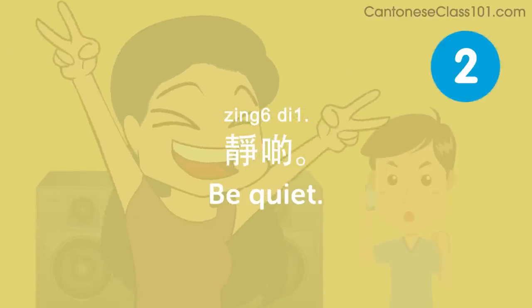靜啲, be quiet. It's funny how parents take a long time to teach you to talk, and then when you're older, they just tell you to be quiet and not talk so much. 靜 means quiet. 啲 is for a bit, so keep it low, keep it quiet for a bit. If you are screaming in the living room while mother or father is doing their own thing, they might tell you 靜啲. It's like, be quiet, keep quiet.